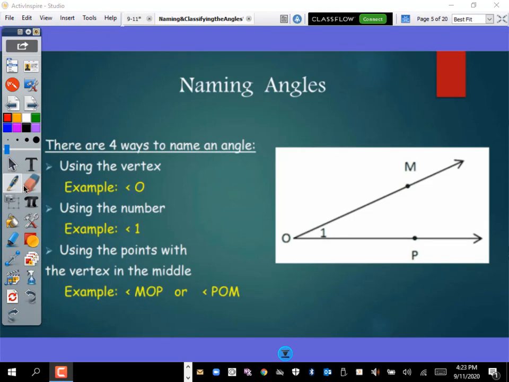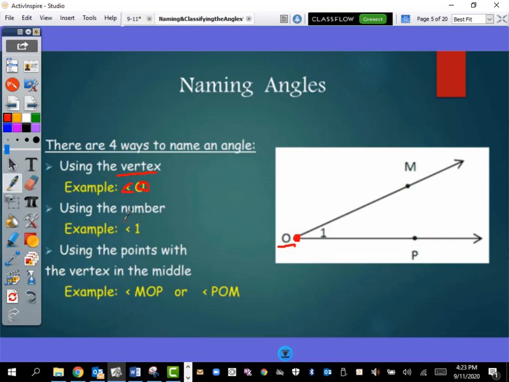Now we're going to talk about naming angles. So how are we going to name angles? There are several ways to name angles. Using the vertex, just the numbers, or using the points with the vertex in the middle. So the first one is using the vertex. All you do to name this angle is get the letter that's at the vertex, and that will be your naming of the angle. So this is an example. Angle O. That's another way to call this angle.